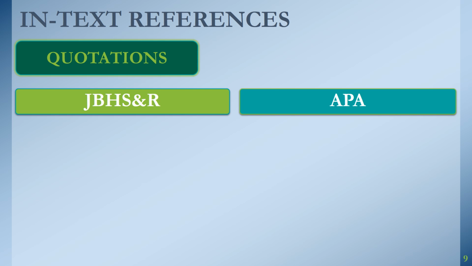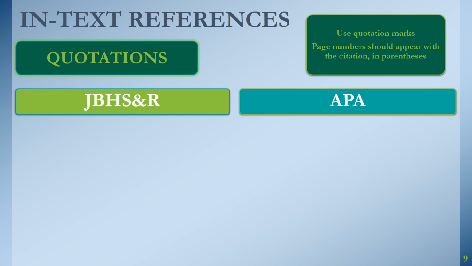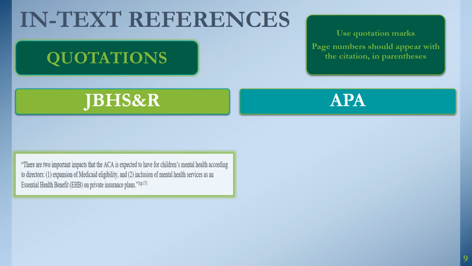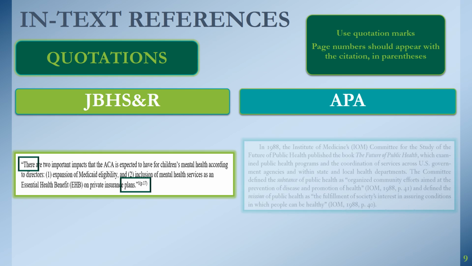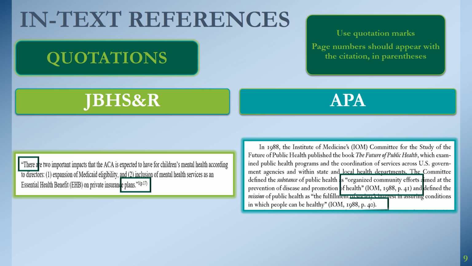In-text quotations that are fewer than 4 lines are very straightforward. Again, we have our key takeaways for in-text quotations in the top right-hand corner. Now let's take a look at our JBHS&R example. As you can see highlighted in the boxes here, you should use quotation marks and use a superscript reference number with the page number in parentheses. And with our APA example, you can see the main difference here is the use of the superscript number rather than the author name, or in this case organization, with the publication year. Both citation styles use quotation marks and page numbers in parentheses.